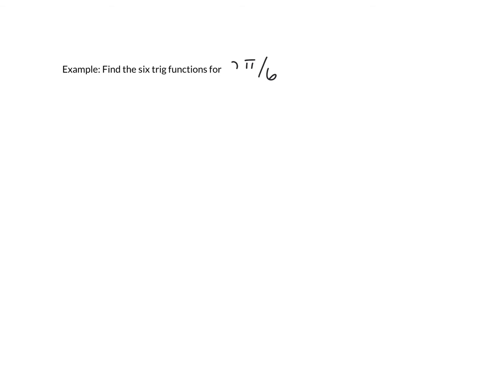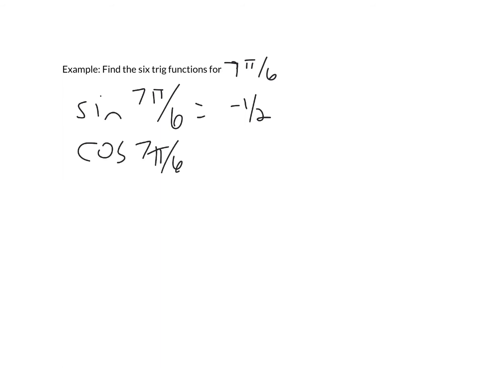Time for an example. Find the six trig functions for 7 pi over 6. That's a 7. I know that's an ugly 7, but you get the picture. 7, much better. So, sine of 7 pi over 6. On the unit circle, that's the y value. So we look at the y value, it would be negative 1/2. Cosine 7 pi over 6 is equal to negative root 3 over 2, rather.